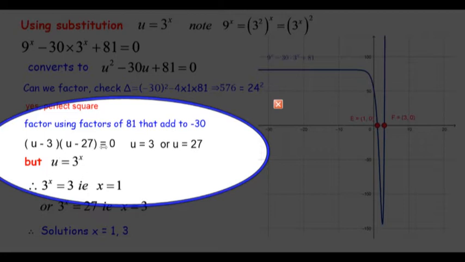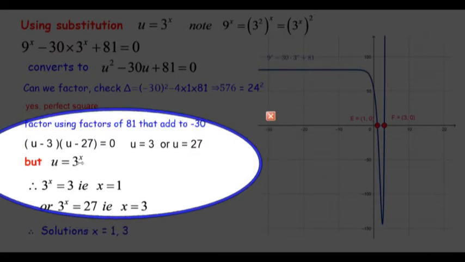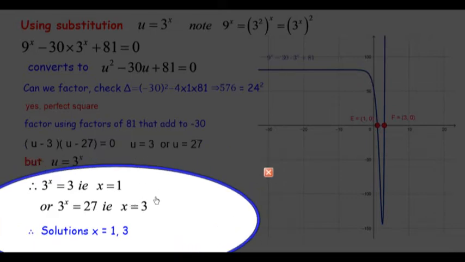Equals 0, so the solution would be u equals 3 or u equals 27. But by the substitution, u is equal to 3 to the x, therefore 3 to the x is equal to 3, or 3 to the x is equal to 27. These are index equations, so we have to equate the indexes. x is equal to 1, since 3 is 3 to the 1. And 27 is 3 cubed, so x is equal to 3. We just equate the indexes, so the solutions are x equal to 1 or 3.